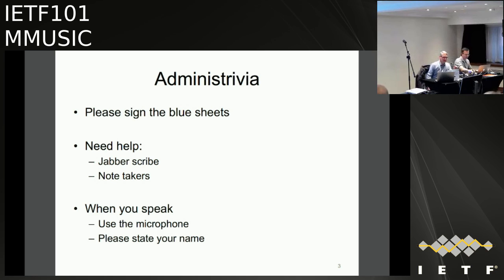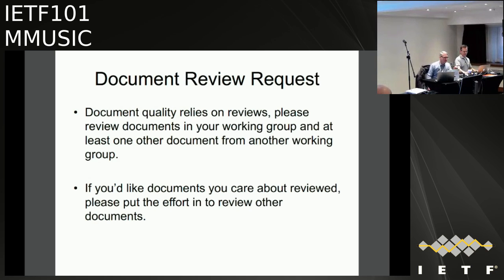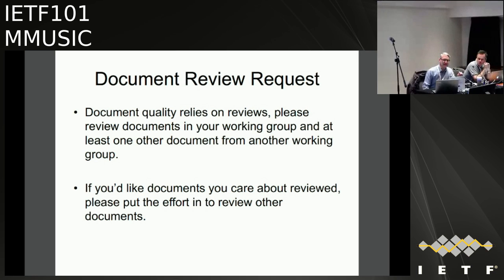When you speak, please use the microphone and state your name. And for the presenters, we have a nice pink square up here. IETF is dependent on good document review, and we ask you to please review documents in your own working group and also at least one other document from another working group.